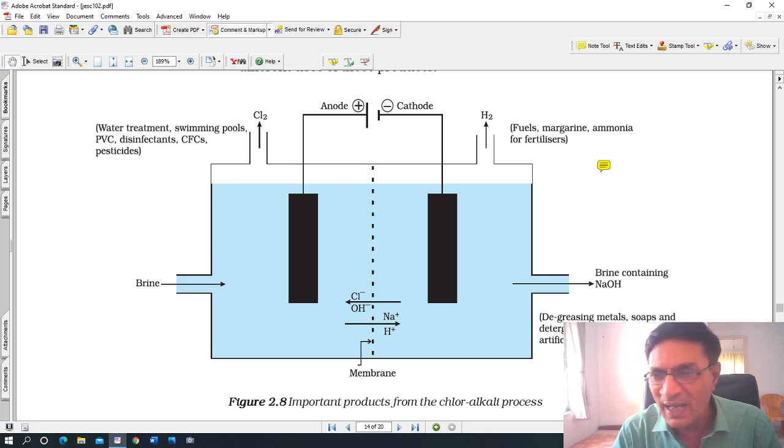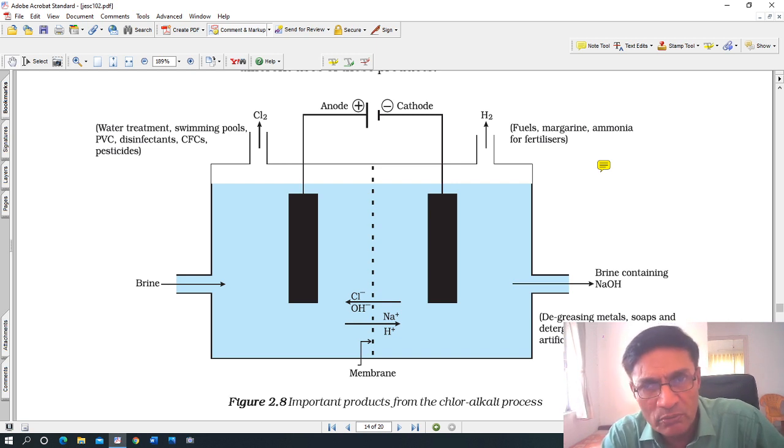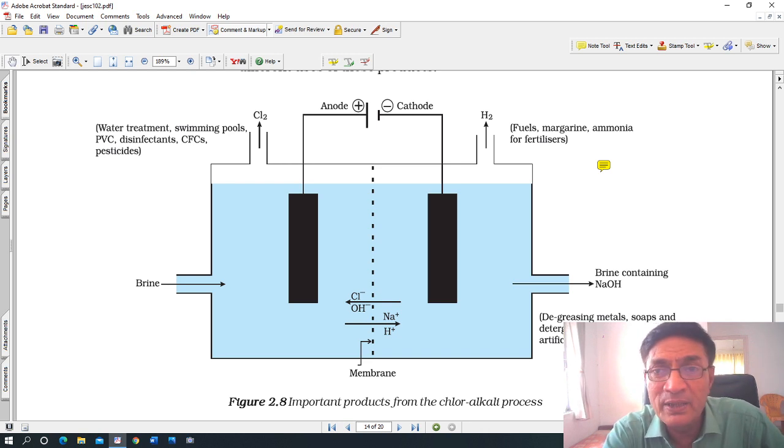Now on the right hand side you can see brine containing sodium hydroxide. That solution is removed, and you get purified sodium hydroxide later on, which you can use for different purposes. Chlorine gas can be used as a disinfectant, for water treatment of drinking water in municipalities.